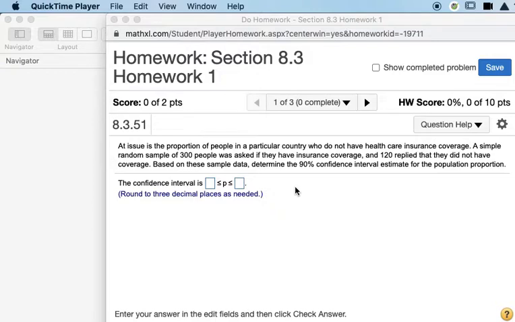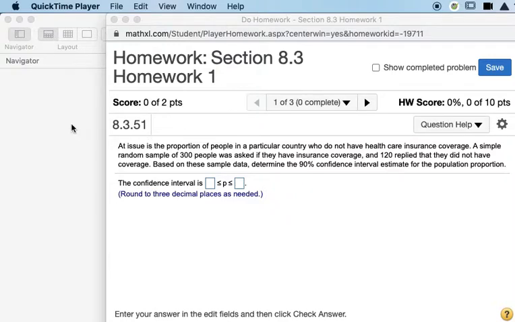Now this is a proportion problem instead of a mean problem because they're not giving us a mean and standard deviation. Instead, they're giving us a total number of, in this case, people, and the number of people out of that total number who responded in a particular way.